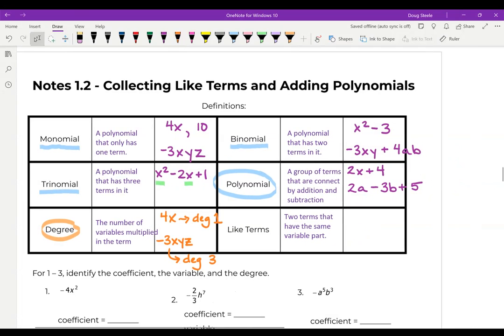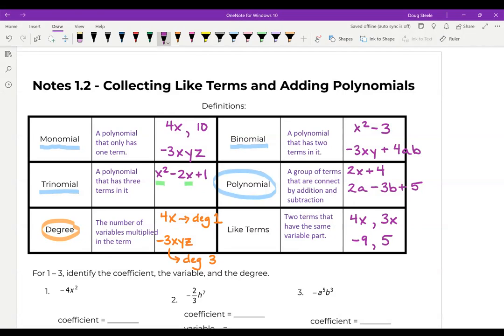Like terms would be two terms that have that exact same variable part. So for an example, we could sit there and say, 4x and 3x. Those two terms have the same variable part, which is just x. Another one could be minus 9, 5. Those are like terms. They don't have any variables in them, and we actually refer to those as constant terms.